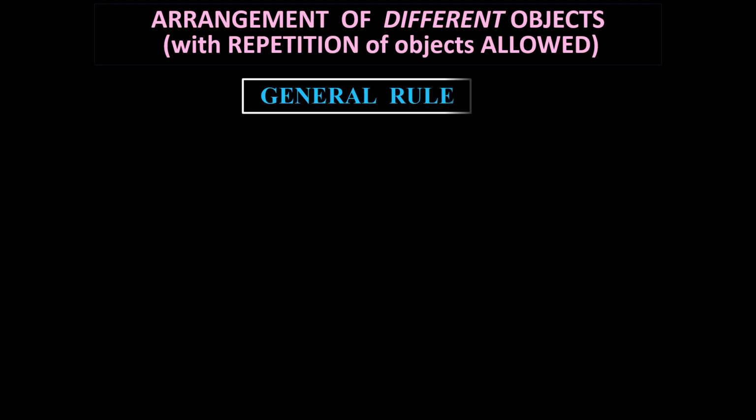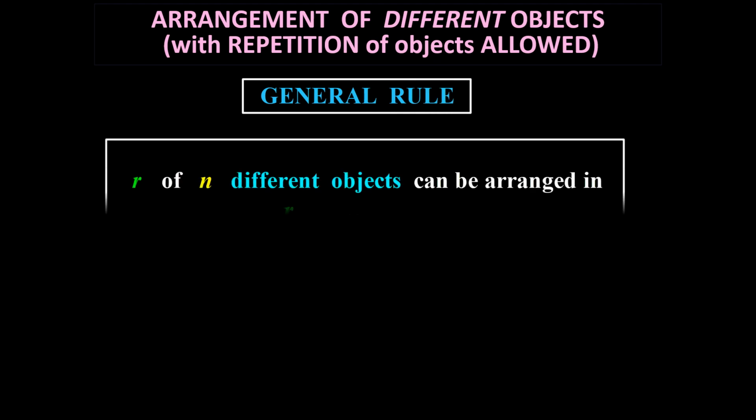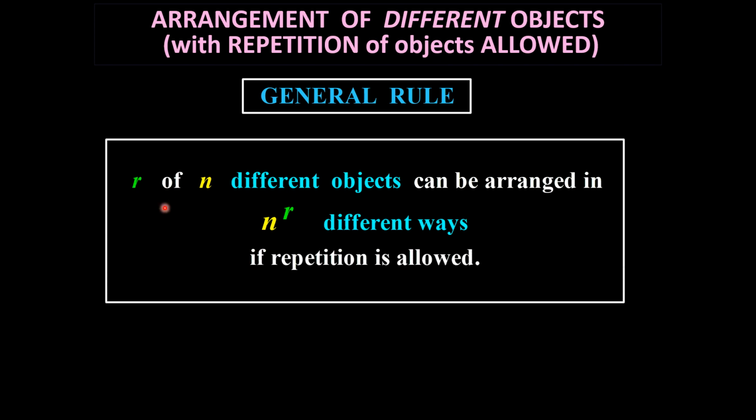Now from the example, we can see that for arrangements of different objects, if repetition of objects is allowed, we can form a very simple general rule. R of n different objects can be arranged in n to the exponent R different ways, if repetition is allowed, right? So we actually get a power here.